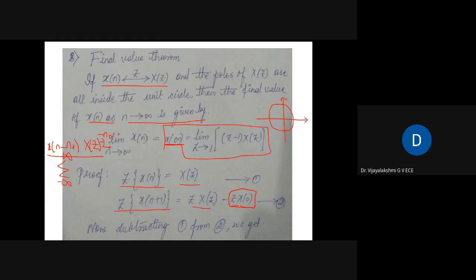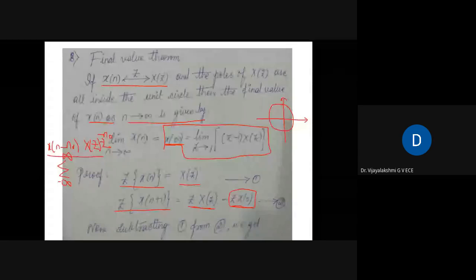So I get the Z transform of the shifted signal x of n plus 1 equal to z into X of z minus z into x of 0. Let me call this equation number 2. Now I'll subtract 1 from 2. Remember, 1 is the Z transform of x of n, and 2 is the Z transform of x of n plus 1. So let us see that.